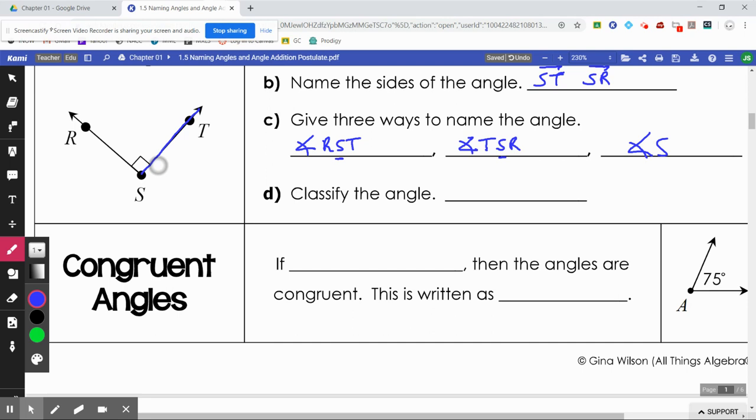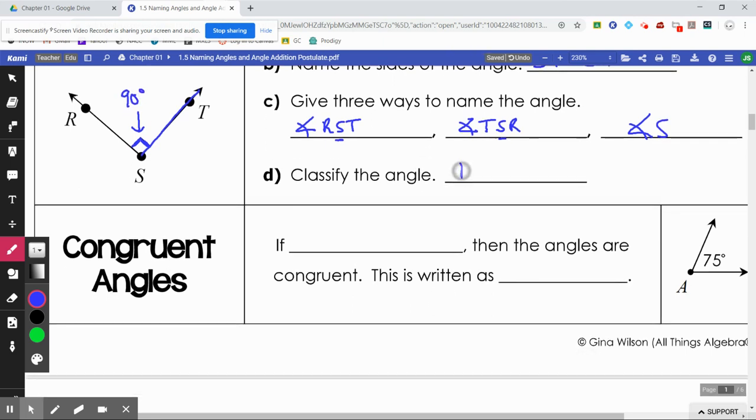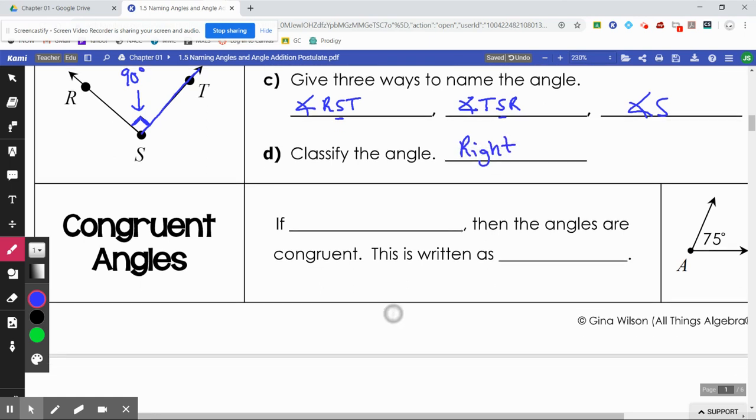Finally, it says classify the angle. This right here is how we're going to classify it. That box, anytime you see that box, that means that this is a 90-degree angle. Very important that you know what the box means. So since that is a 90-degree angle, that would be a right angle.